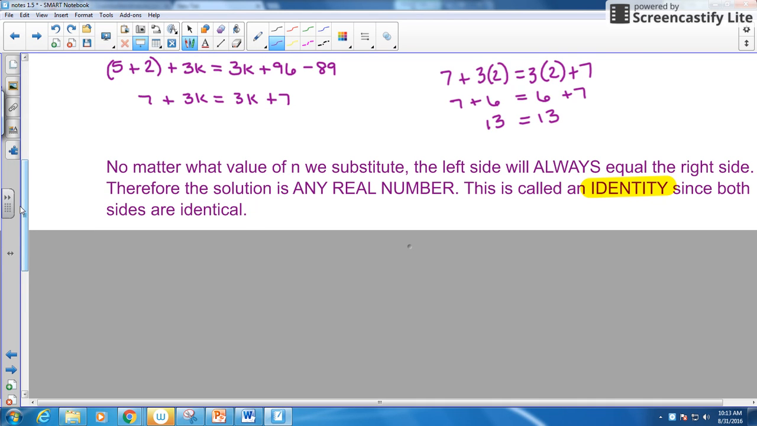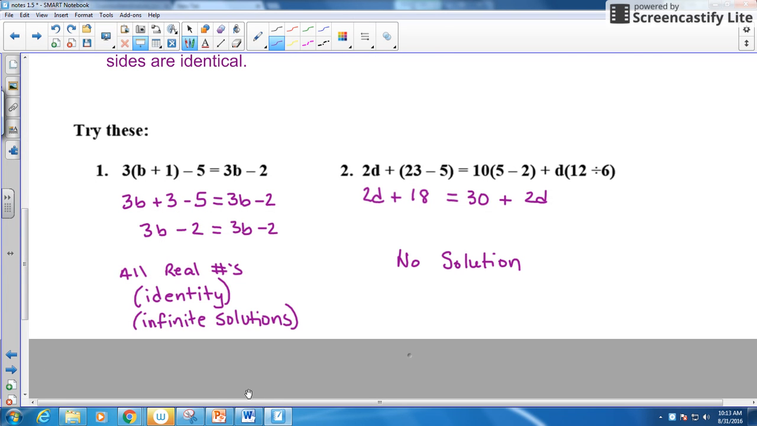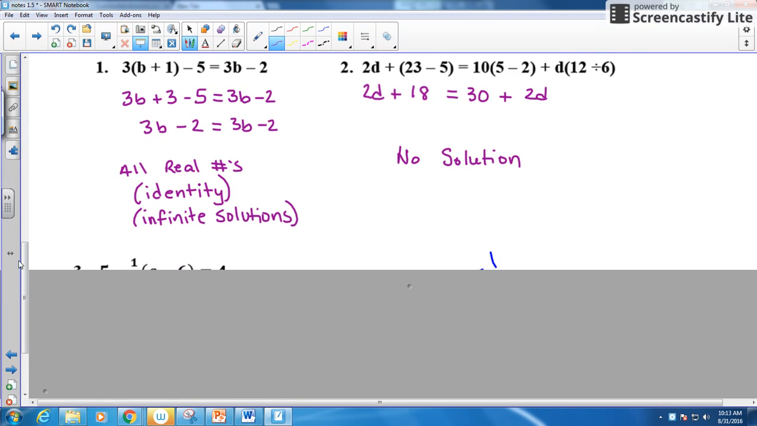All right, I want you to try these next 3 on your own. So pause it, try them on your own, and then when you're done, unpause it and take a look at the solutions here.